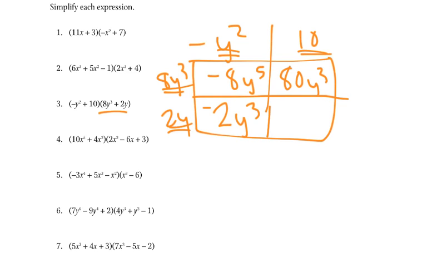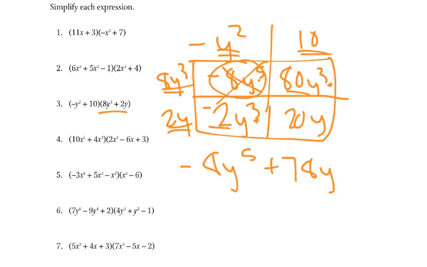2y times 10, 20y. Now notice we once again have the same powers. Highest first, negative 8y to the 5th. There's no others. We're done. Negative 2 and 80, positive 78y cubed. Cross those out, and the last 20y. And there we go. And that should be an 8. Okay, now let's look at 4.